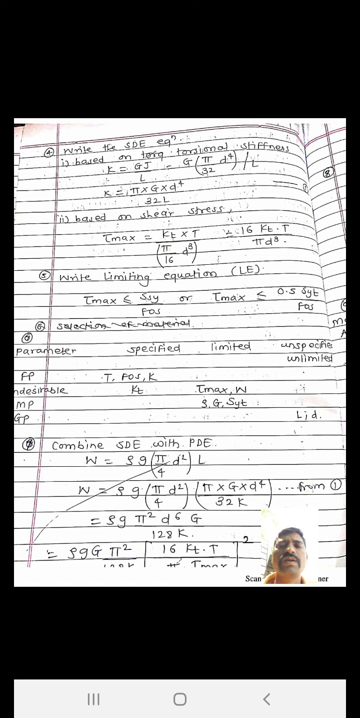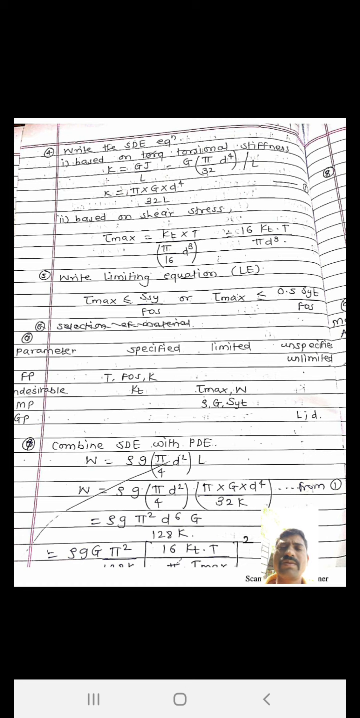You know that K is equal to G into J divided by L. We know that the polar moment of inertia J is equal to pi by 32 into d raised to 4. Put that value and you will get the new relation: K is equal to pi into G into d raised to 4 divided by 32 L. Then, based on the shear stress, tau max is equal to Kt into T divided by pi by 16 into d raised to cube. Okay, you will get that relation.